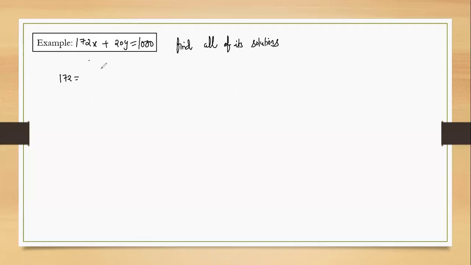Now 172 can be written as a multiple of 20, that is 20 multiplied by 8 is 160, so 172 is 160 + 12. Now take 20 and 12. 20 can be written as 12 multiplied by 1 plus 8. So 12 + 8 = 20. Now 12 can be written as 8 multiplied by 1 plus 4, and 8 can be written as 4 multiplied by 2. So now for the GCD, for finding the first starting solution, we will start with this 4.